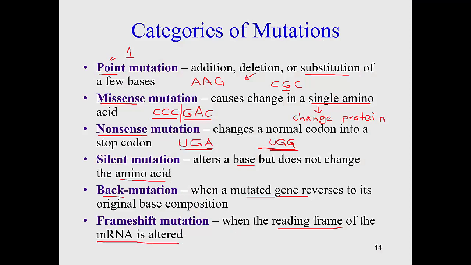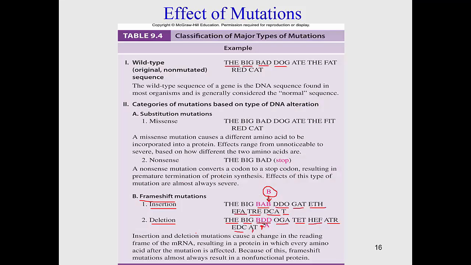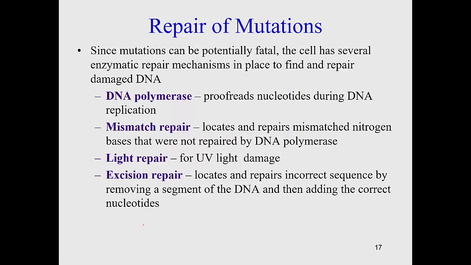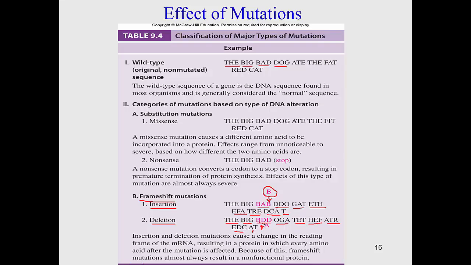The reading frame of the mRNA is completely altered, and everything is changed. So you will definitely have a new protein that most of the time is non-functional. Okay, now when you see that moose change into an albino moose, what exactly happened?